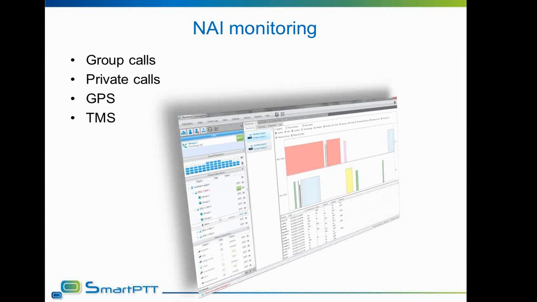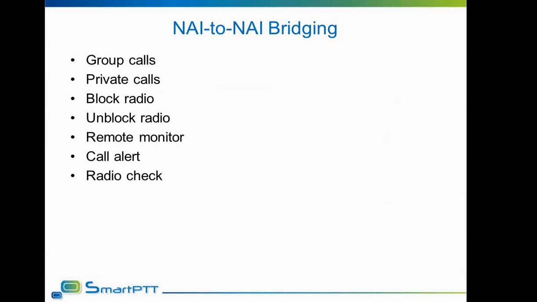Another improvement of NAI is bridging support. It will allow you to bridge calls between different NAI networks. The following calls and information can be bridged: group, private, and all calls, and commands like block, unblock radio, remote monitor, call alert, and radio check. The limitation is that IRS, GPS, TMS, or telemetry data will not be routed to another network.